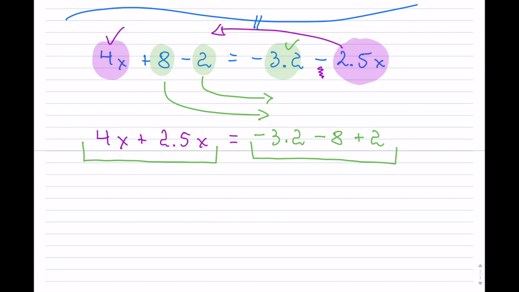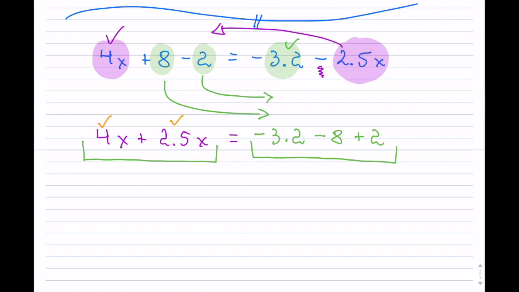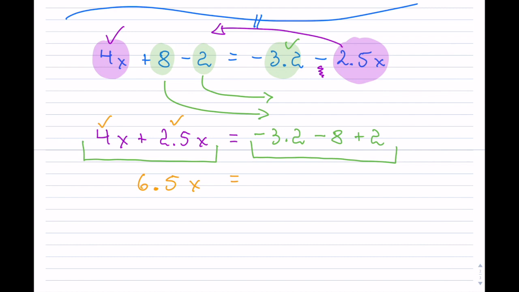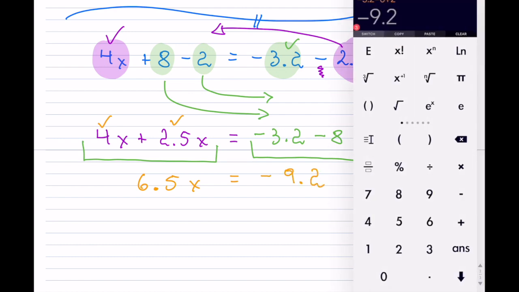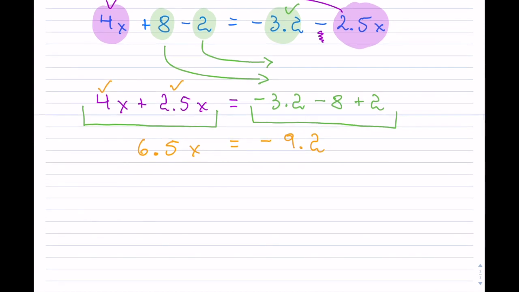Now we can go ahead and collect these like terms. So 4 plus 2.5 is 6.5x equals, and now I have negative 3.2 minus 8 plus 2, which equals negative 9.2. And now I've collected my like terms, and I can now solve.